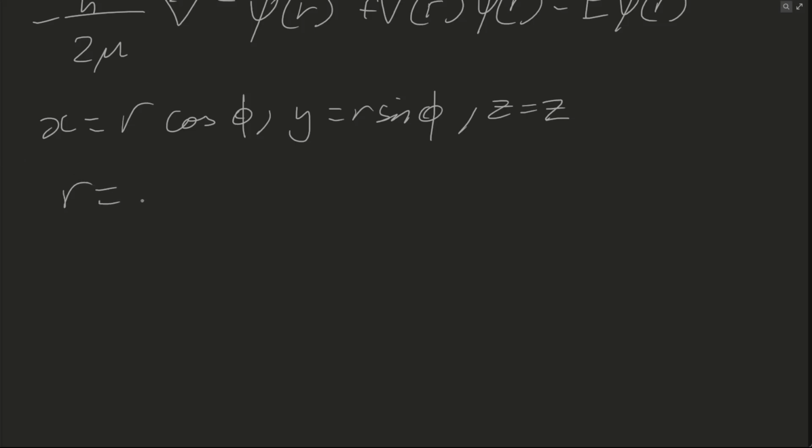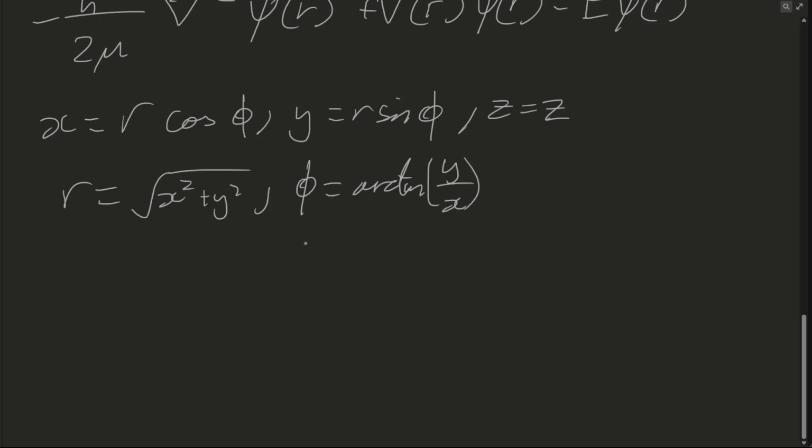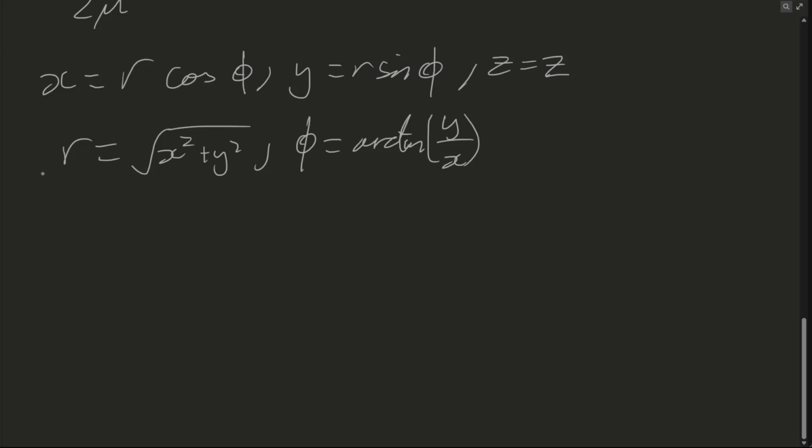since we're working in 3 dimensions, so that's useful because that stays the same. And now our r is of course the square root of x squared plus y squared, very similar to polar coordinates, and phi is the arctan of y over x, not over z. There we go. That's our transformation.